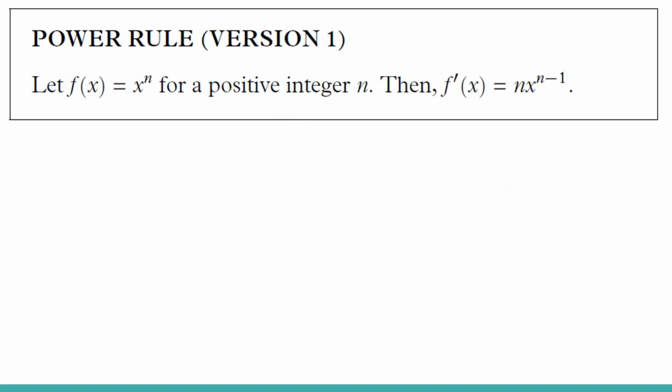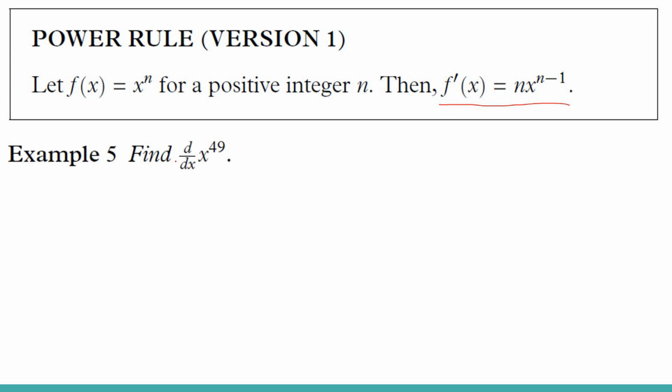Next, power rule, version 1. Of course there's a version 2. Let f of x equal x raised to the power of n for a positive integer n. Then f prime of x equals n times x raised to the power of n minus 1. This is the formula for its derivative.